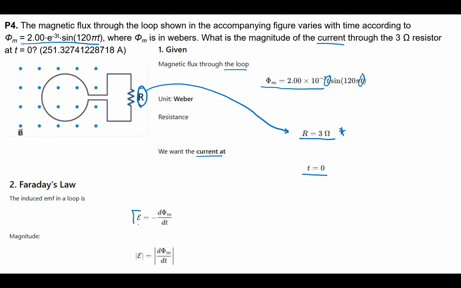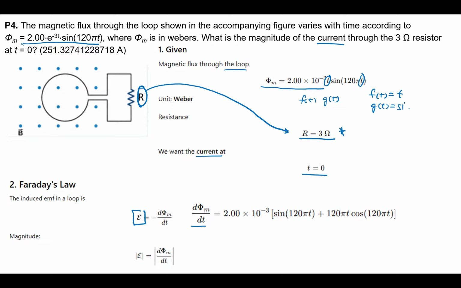So we need to find the electromotive force around this loop, and we note that it is given by d phi m dt, which is already given. Because phi is given, if you take the derivative, it is a function of t times a function of t. Let's say f(t) is t and g(t) is sine omega t.